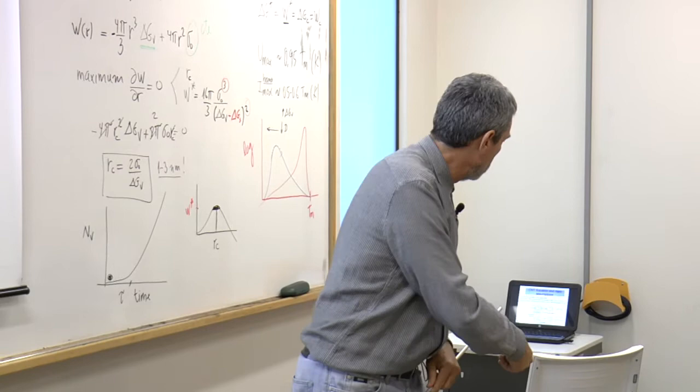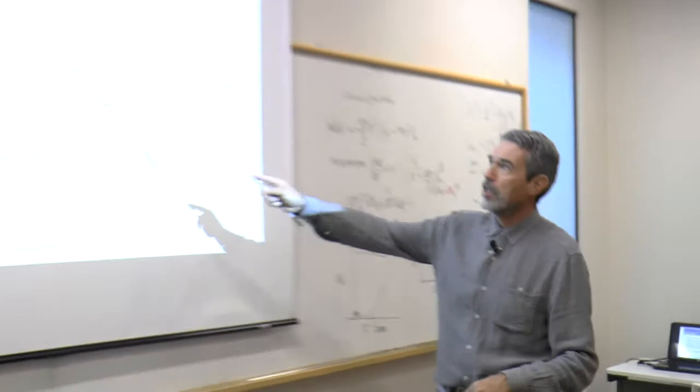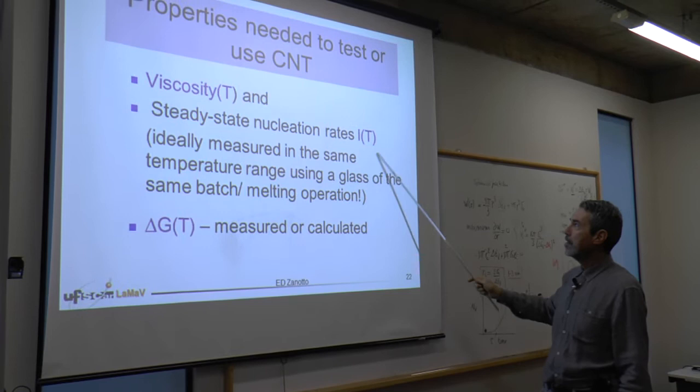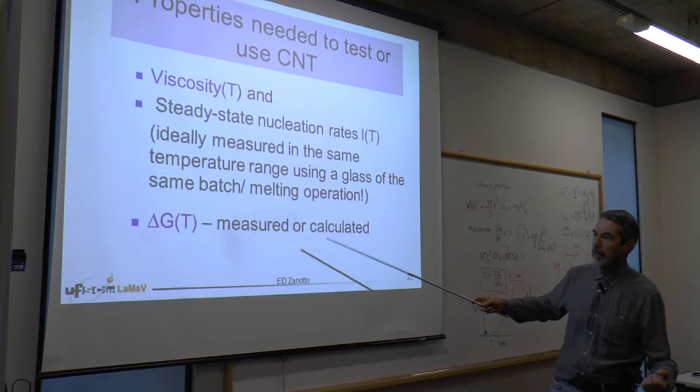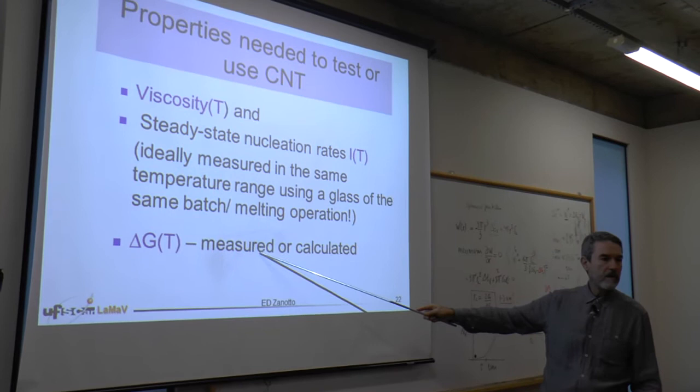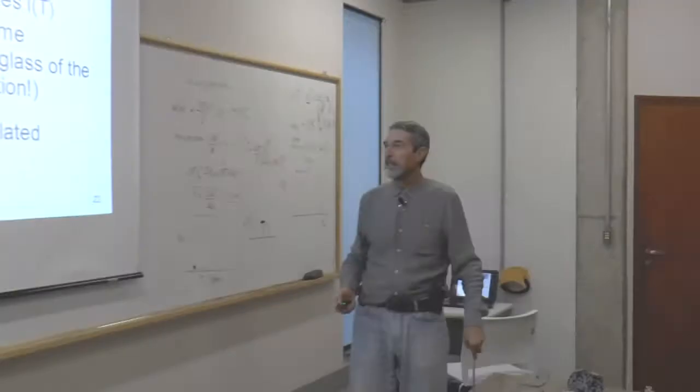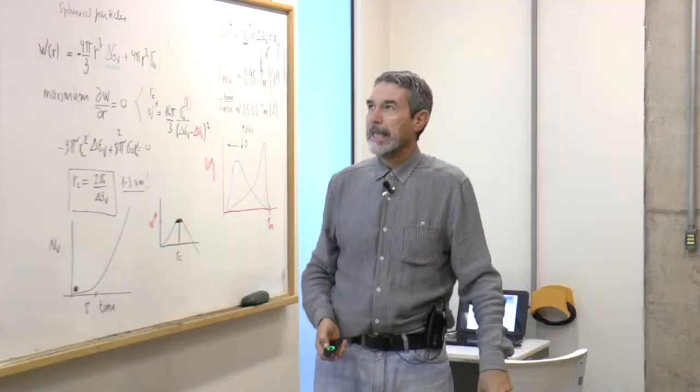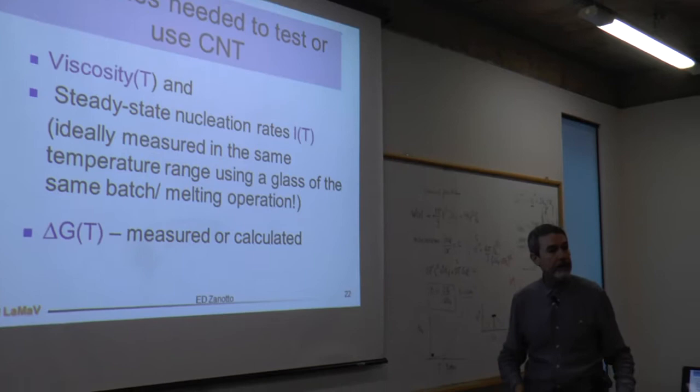So we need viscosity as a function of temperature, steady state nucleation rates. Thus, you are going to get now from the literature delta G as a function of temperature, which can be measured for some systems. For some systems there are data, or you can calculate, and I'm going to give you the equation to calculate that. Those are the quantities or parameters needed to run a test of the classical nucleation theory. We are going to test if this theory works for different classes.